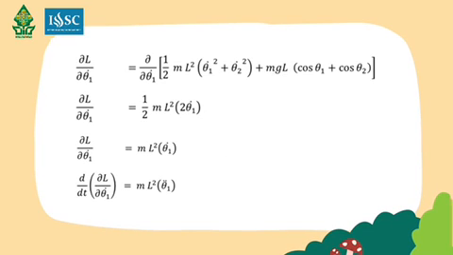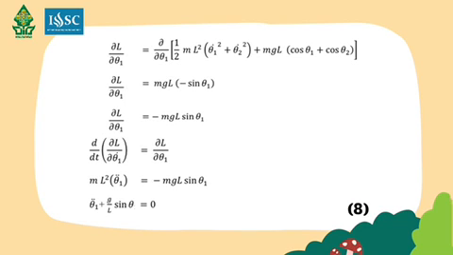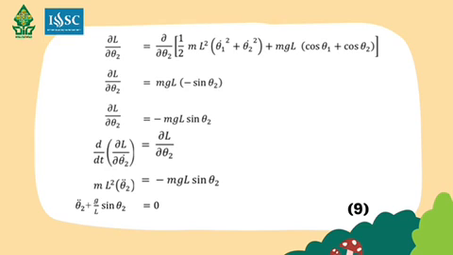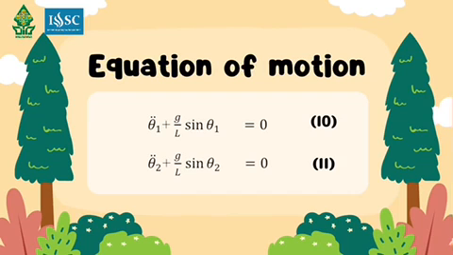To get the equation of the first pendulum system, the mathematical solution is shown in equation 8. To get the equation of the second pendulum system, the mathematical solution is shown in equation 9. So, the equations of motion for these two pendulum systems are shown in equations 10 and 11.